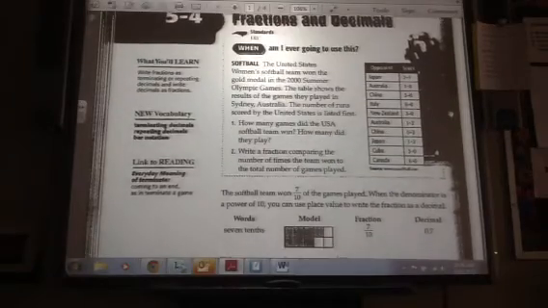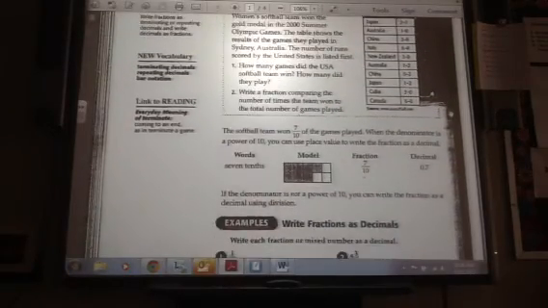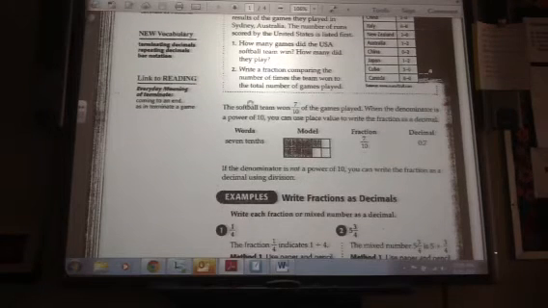So it says the softball team won 7/10 of the games they played. So we got that one right. This was right. When the denominator is a power of 10, you can use place value to write the fraction as a decimal. So we have 7/10, and that's how you would say that, 7/10.